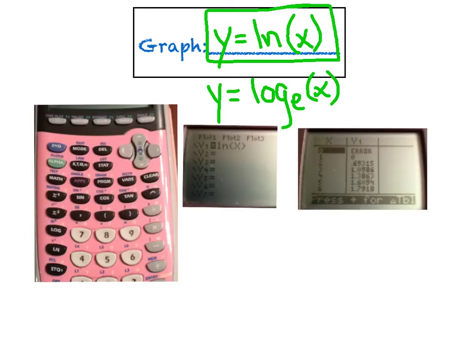Now, as far as heading to the calculator, remember our calculator has a very special button right here just for the natural log. So you can go ahead, go to your y equals menu, then come on down to this left column towards the bottom, hit your ln, then type in your x, close your parentheses. Hopefully your y equals menu looks just like this. And then we'll go ahead and take a look at that graph.